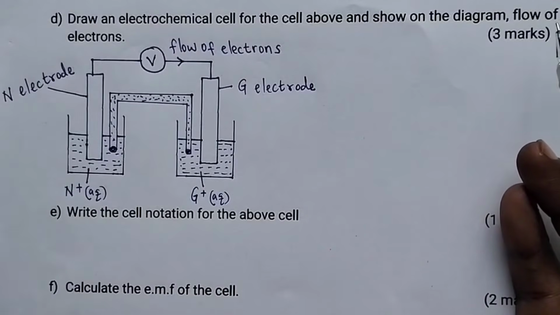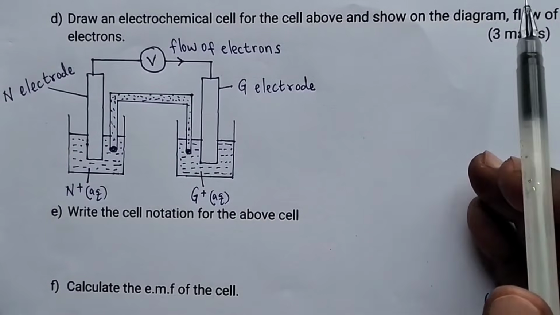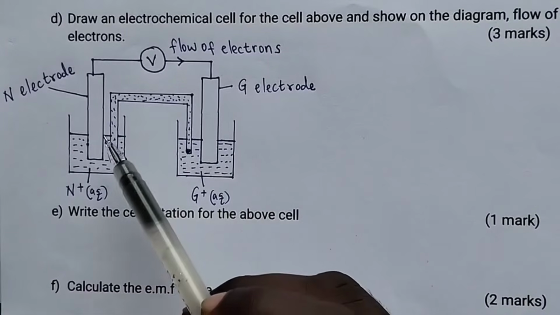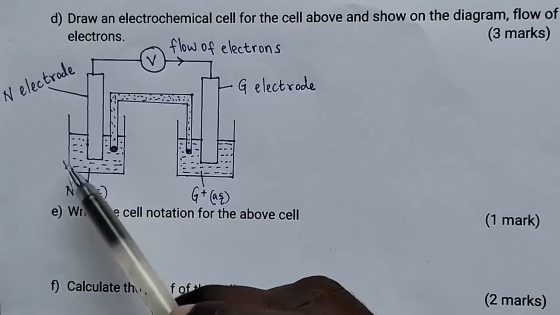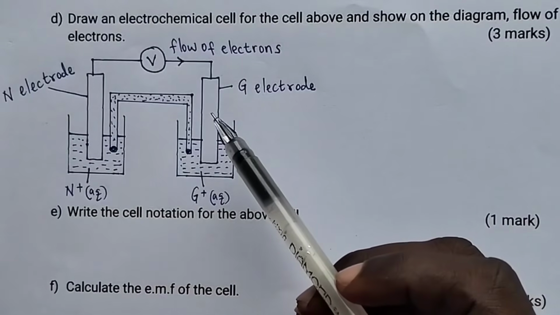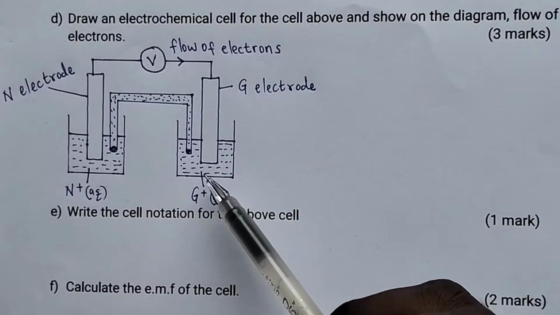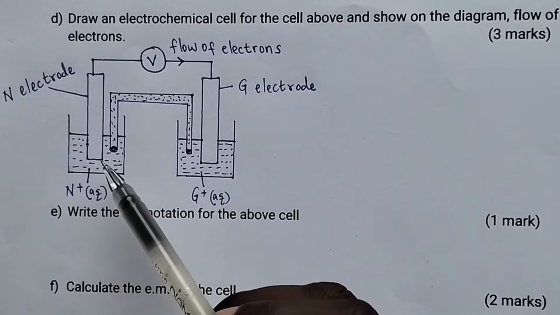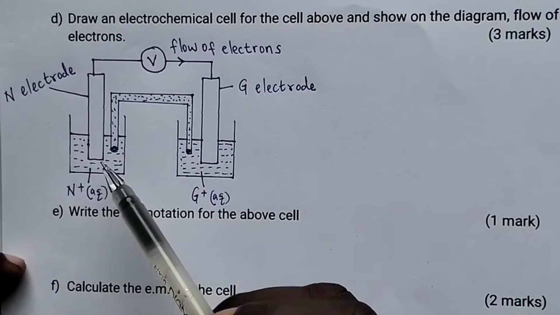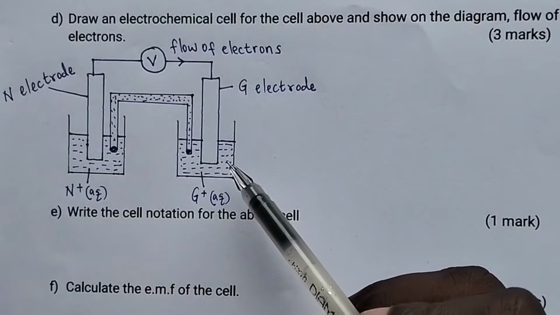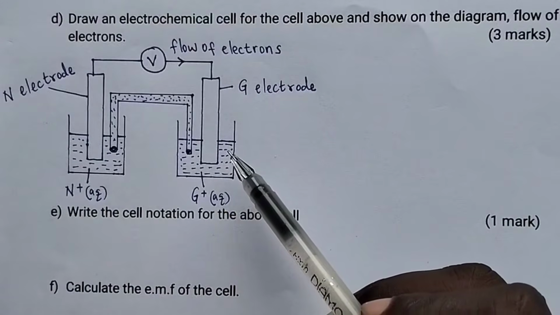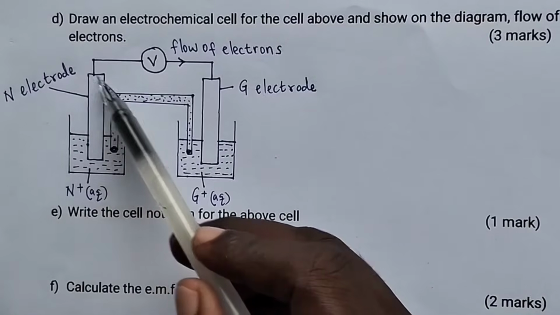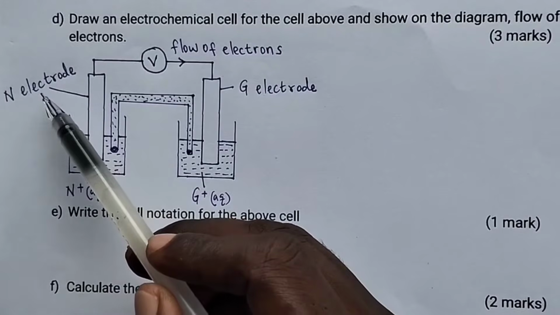When drawing the electrochemical cell, we are supposed to have first of all two beakers. In those two beakers, we put solutions of the strongest reducing agent and the strongest oxidizing agent. The most negative is placed on the left hand side of the electrochemical cell, and the oxidizing agent is placed on the right hand side. Those solutions are dipped into electrodes of the metal.